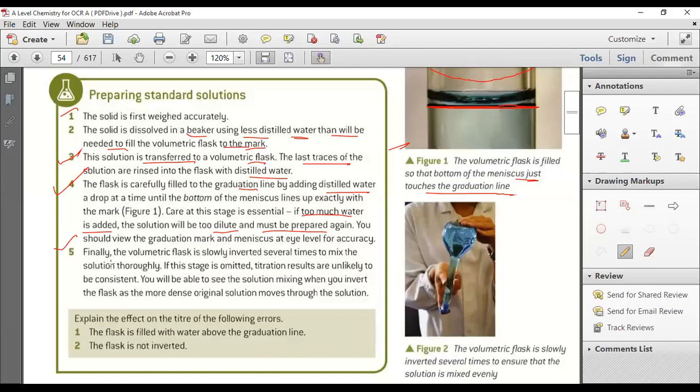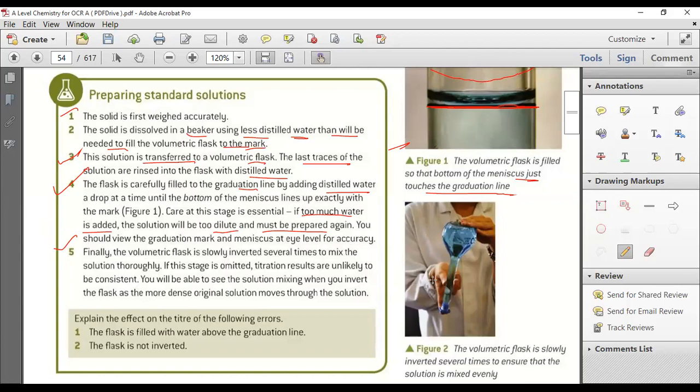Now the final point is that finally the volumetric flask is slowly inverted several times to mix the solution thoroughly. Like this, you need to mix them by putting the stopper. You need to shake it a little bit so that it can be mixed several times. You can invert it or shake it several times so that the whole salt in it will be mixed thoroughly.